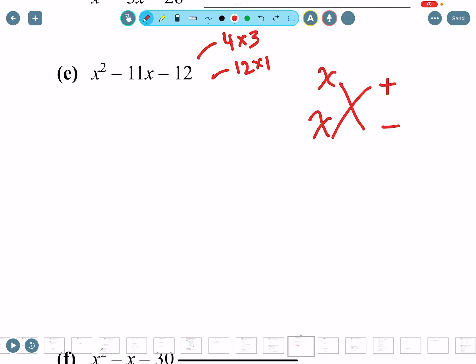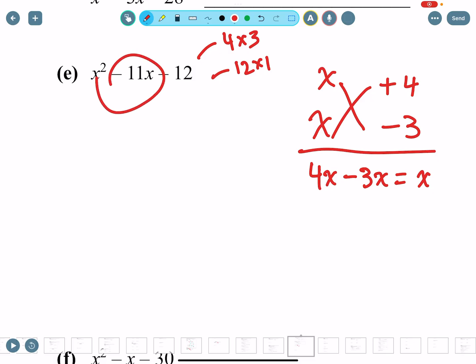So basically, if I do positive 4, this one has to be negative 3, because positive 4 times negative 3 is going to be negative 12. So let's see if this is correct. We're going to have 4x minus 3x. That's going to give you 1x, which is just x. So it's really far away.